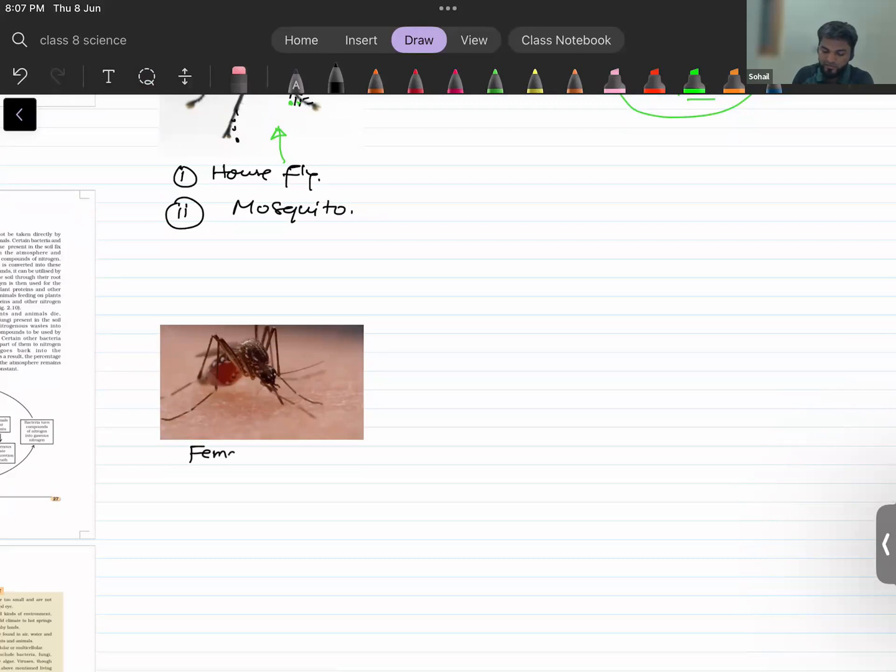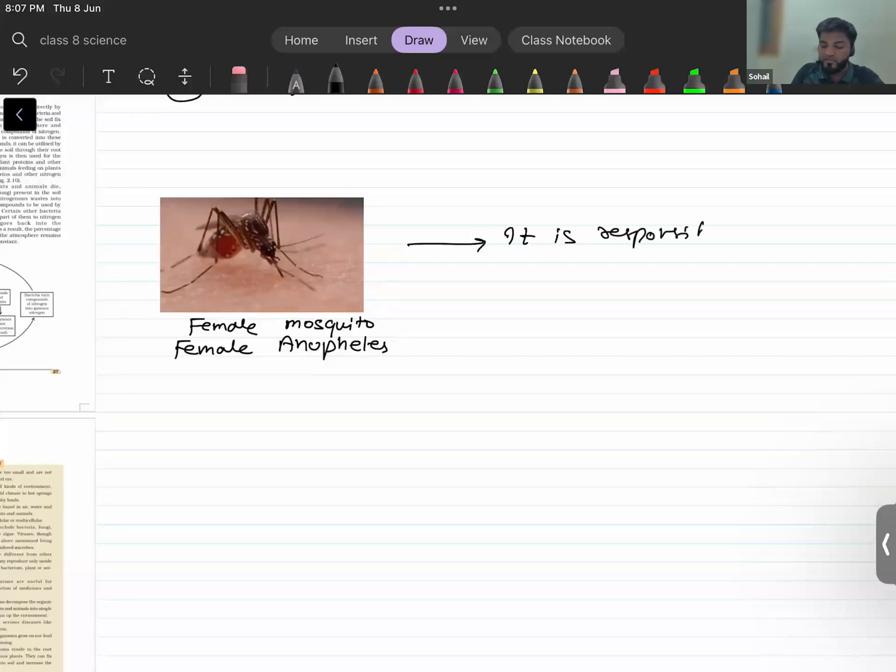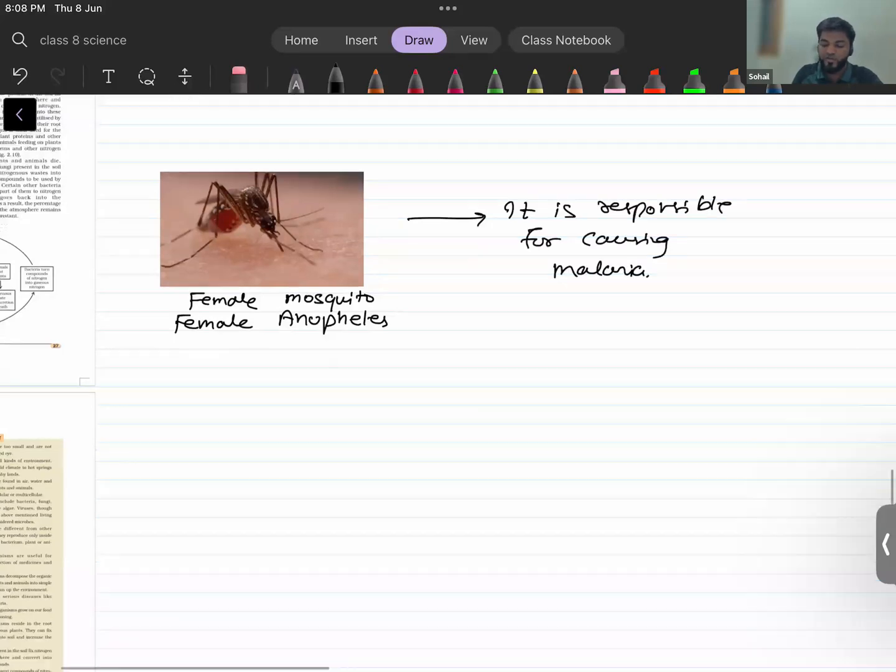So this is a female mosquito. Why not male? Because male mosquitoes do not feed on blood. And the scientific name of this female mosquito is called female Anopheles. Remember the name, female Anopheles. And this is responsible for spreading malaria, responsible for causing malaria.